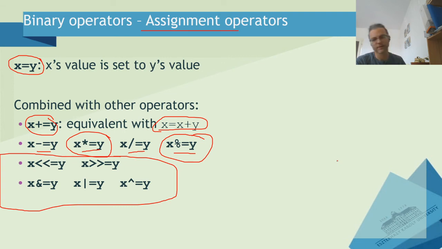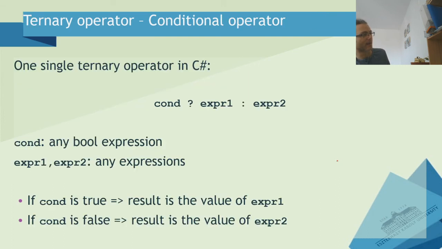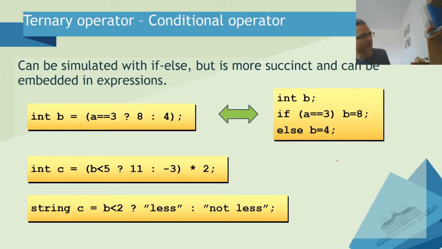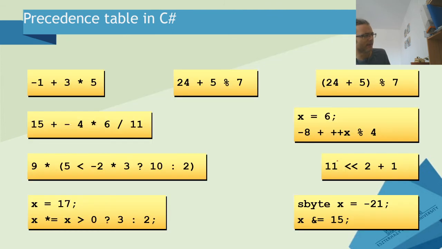Yeah, and I think that's it. Now I stop. Next time I also will talk about string operators, character operators. I'm going to talk about the ternary operator, and then the precedence table of operators, because every programming language has a precedence table for operators. And finally, you will have some exercises. Maybe you can try to solve those exercises if you have any free time in your autumn break.